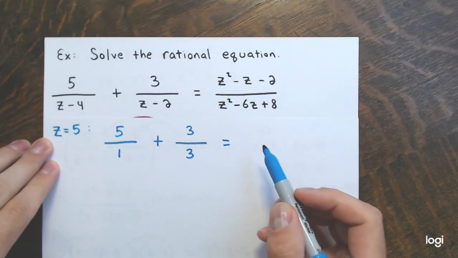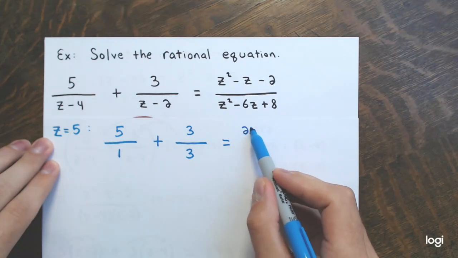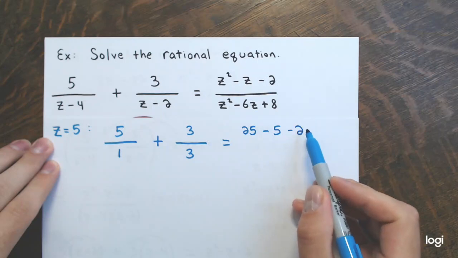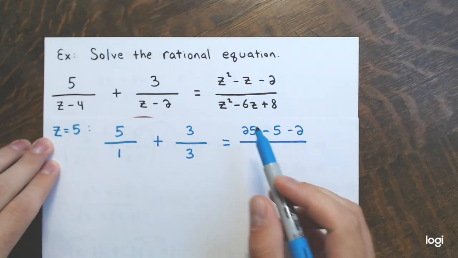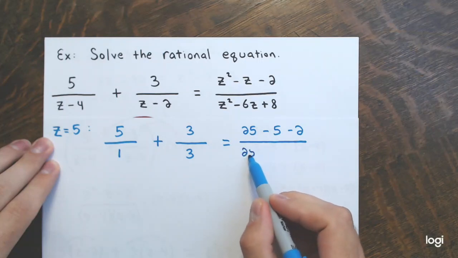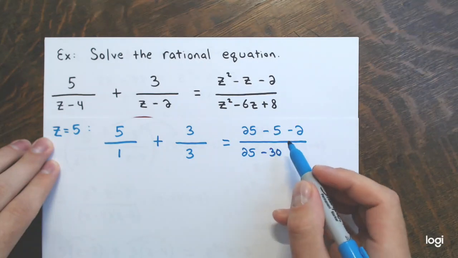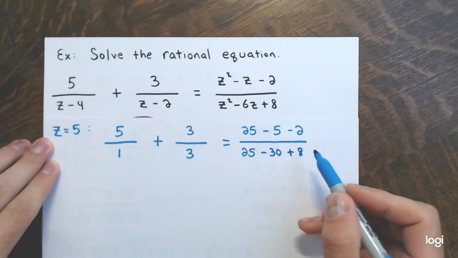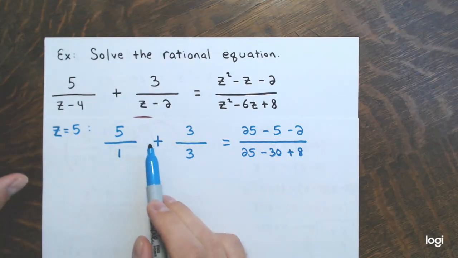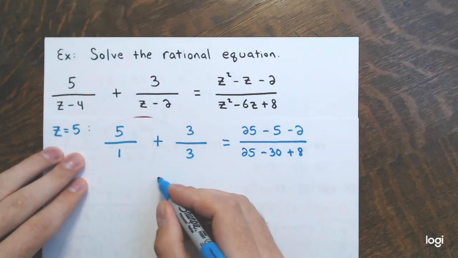And then the right side, bear with me: you've got 5 squared is 25, minus z replaced by 5, and then minus 2, and all that's in the numerator. And then the denominator, you've got z squared, 5 squared is 25 again, then minus 6 times 5, that'd be minus 30, and then plus 8. This left side, 5 divided by 1 is 5, plus 3 divided by 3 is 1. So on the left side I have 5 plus 1, which is 6.